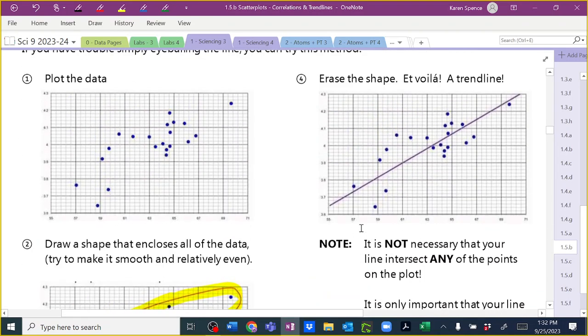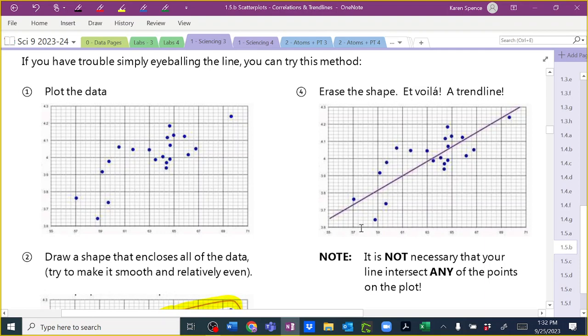It is not necessary. What you'll notice here is this trend line actually touching any of the points? Does it go through any of the points, the middle of any of the points? No, your trend line does not actually have to touch any of the points. It can, but it doesn't have to.